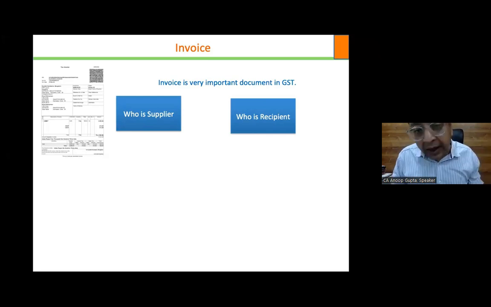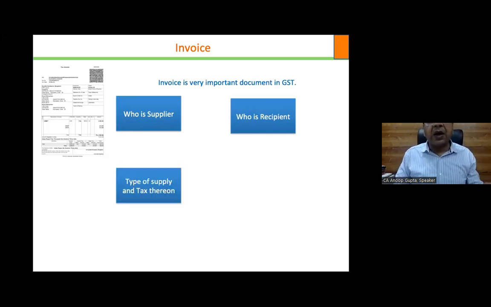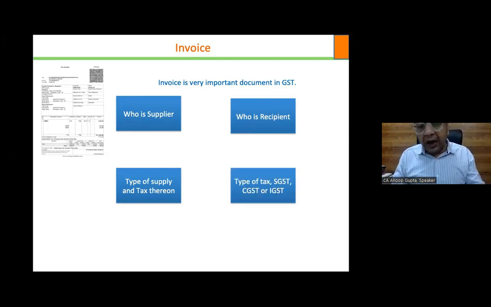It is the supplier's details, recipient details, type of supply. What is the type of my supply? The brief description of my supply, its HSN code, harmonized system of nomenclature, the HSN code of that supply, the rate of tax, and the amount of tax should be mentioned on that document that is called invoice. Type of tax, CGST, SGST, or IGST, what I am charging on it. These are very basic things which should be mentioned on each and every invoice to make it a valid tax invoice.